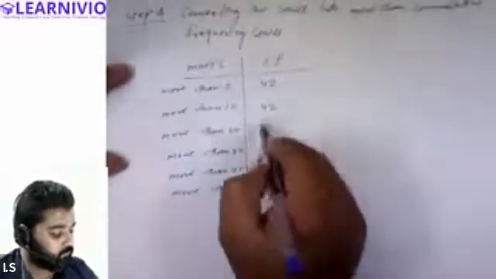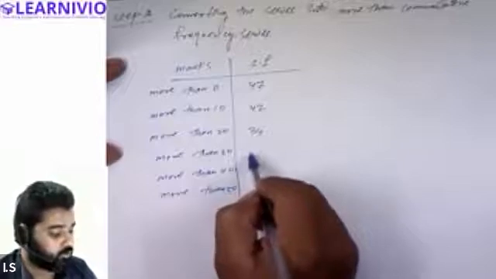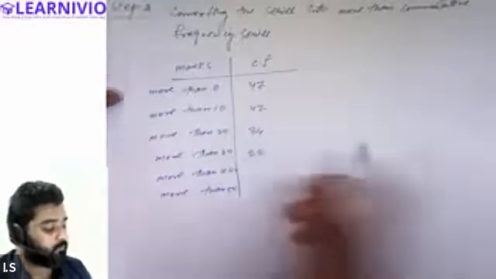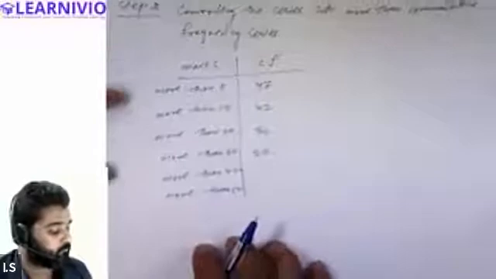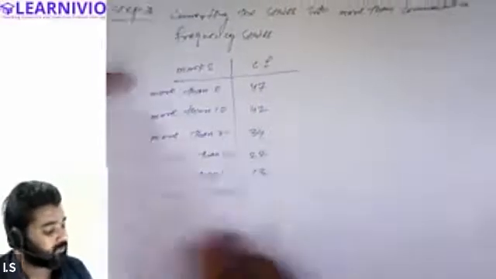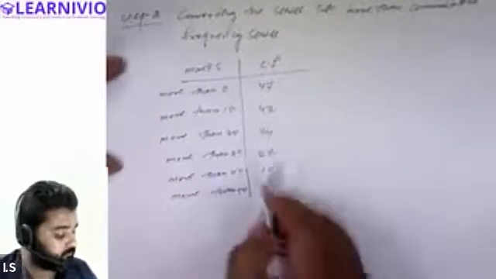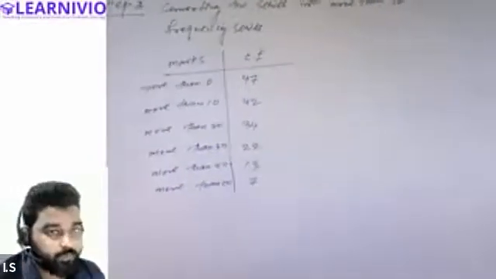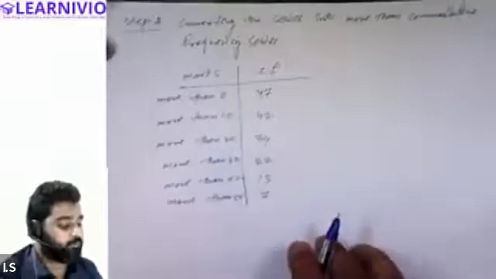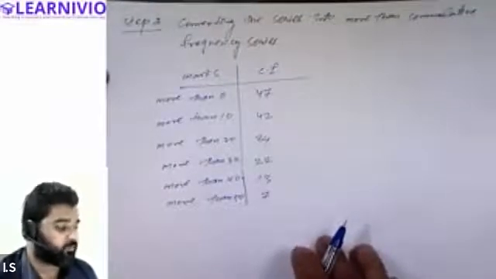42 minus 8 is 34. Then again we will minus 12. 34 minus 12 is 22, right? Yes, sir. And 22 minus 9 is 13. And 13 minus 6 is 7. All right. Is this clear, everyone? Yes, sir. We have done 2 steps.